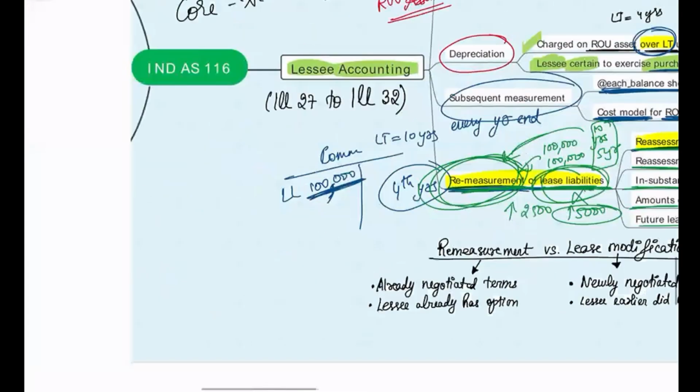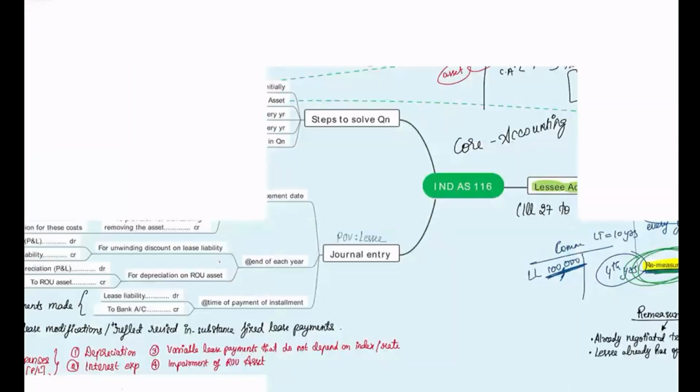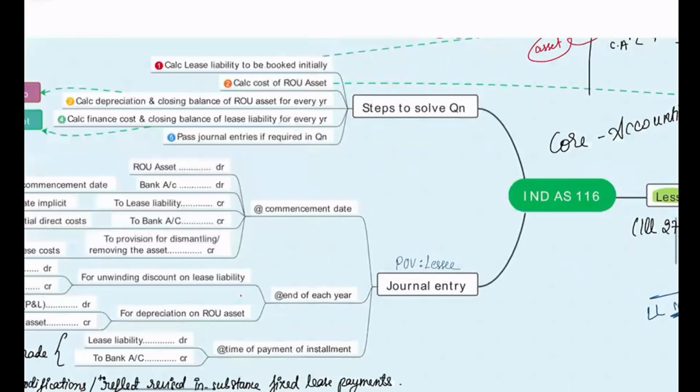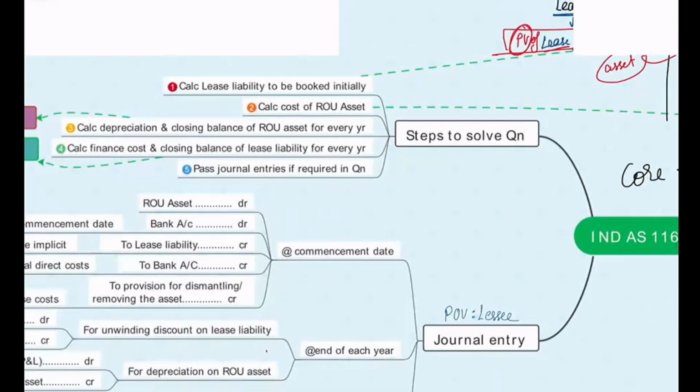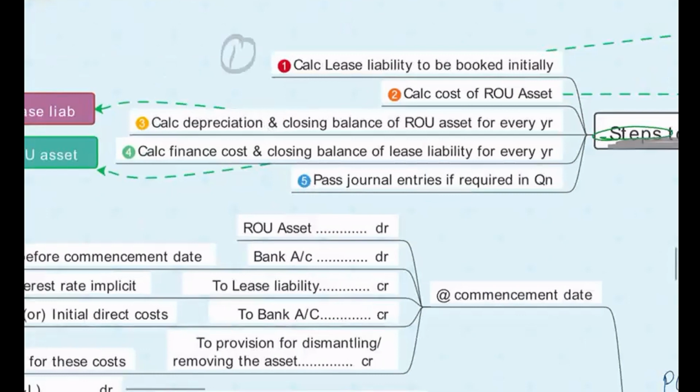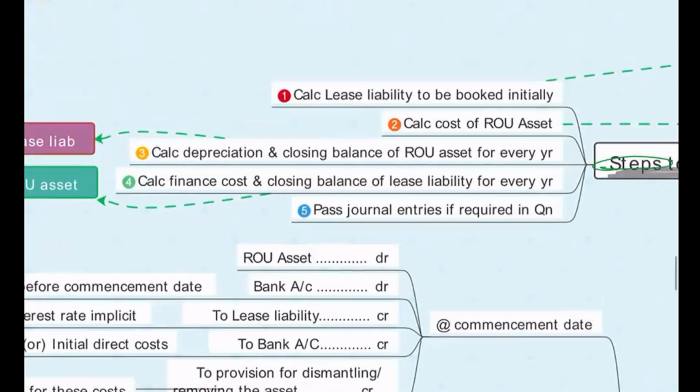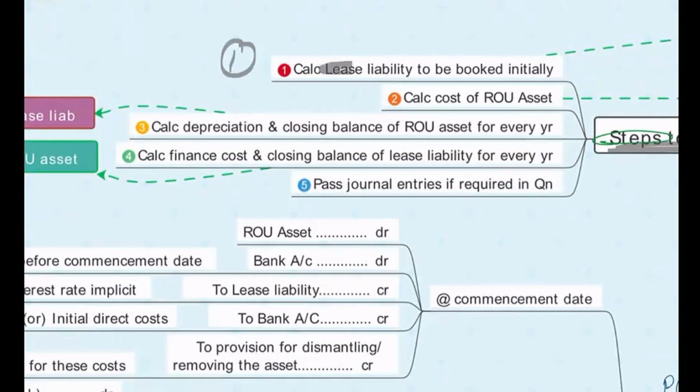Fine. So now how we are going to account for it in our books is what we are going to understand. So if a question is given to you, how are you going to solve it? First step, what you have to do is calculate the lease liability.